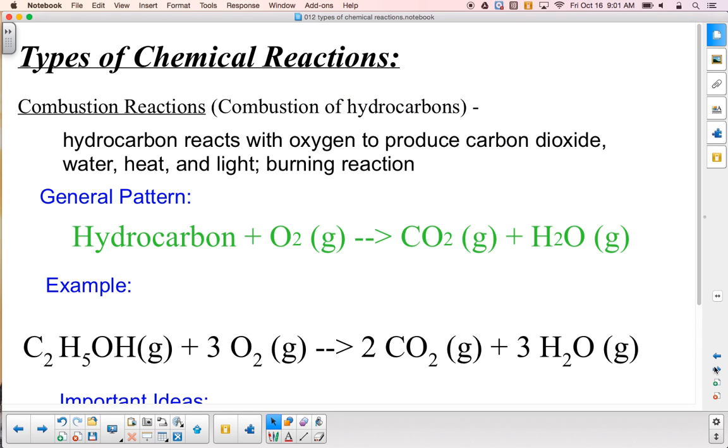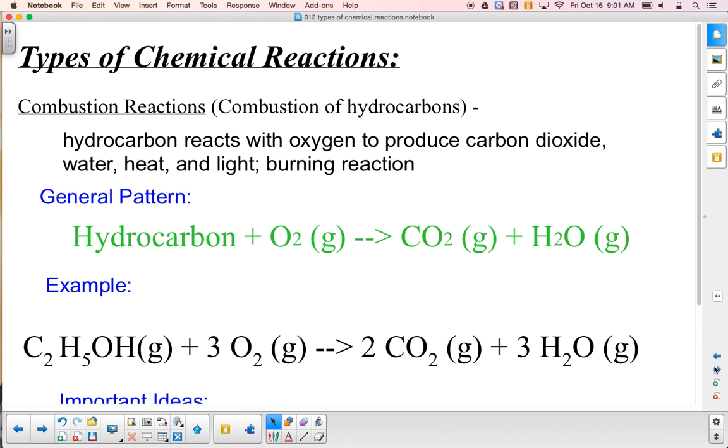The first of our types of reactions is a combustion reaction. For our purposes, we're going to focus primarily on the combustion of hydrocarbons. Hydrocarbons are compounds that consist of hydrogen and carbon and maybe some oxygen mixed in. You're familiar with the concept of a combustion reaction. This is your classic burning reaction. We all know that burning takes a fuel, which is going to be in this case some kind of hydrocarbon, and some oxygen in order to get it to burn.